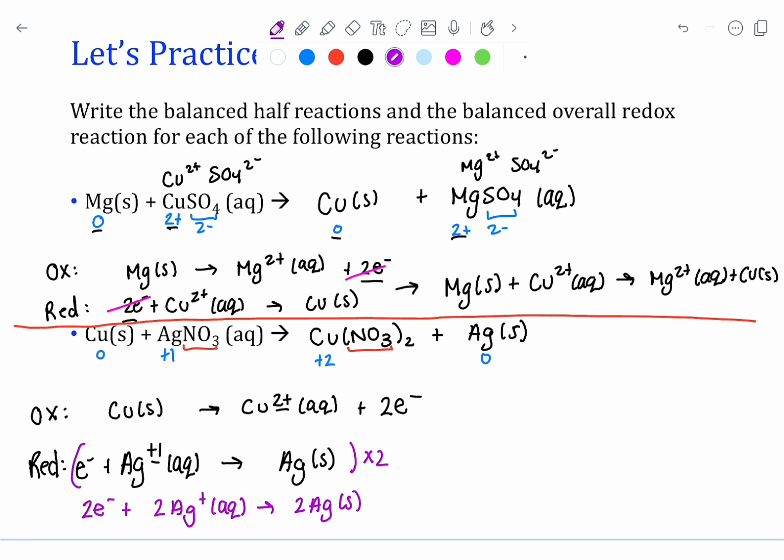So when I add these up now, I'm going to get an overall redox reaction where my 2 electrons are going to cancel out. I'll end up getting copper solid plus 2 silver ions goes to copper 2+ plus 2 silvers. So that's our overall redox reaction, coming from our 2 half reactions. We had to multiply our reduction half reaction by a factor of 2 in order to balance out our electrons.